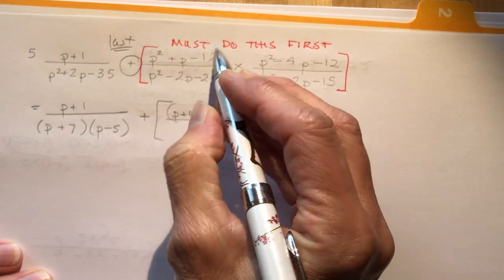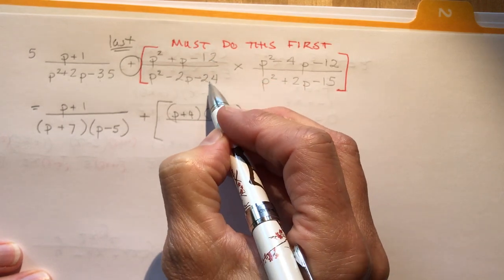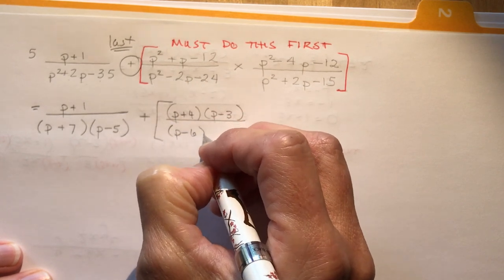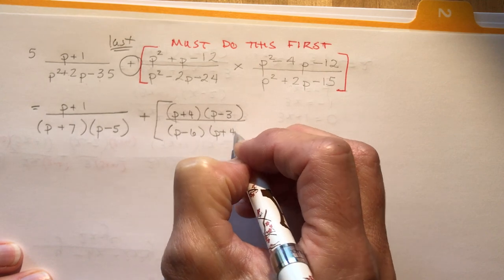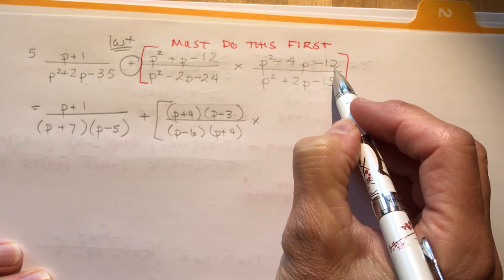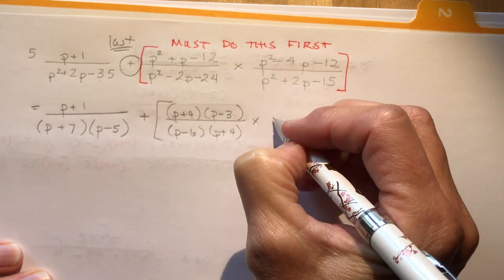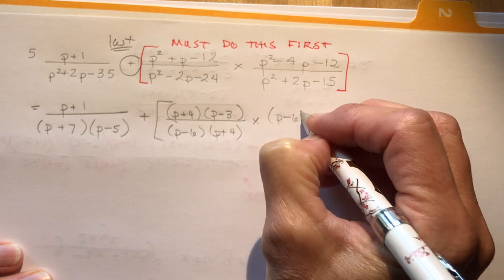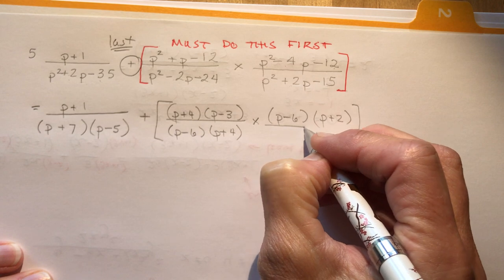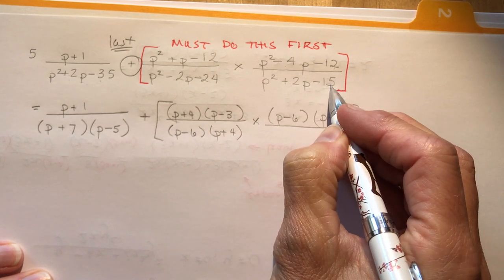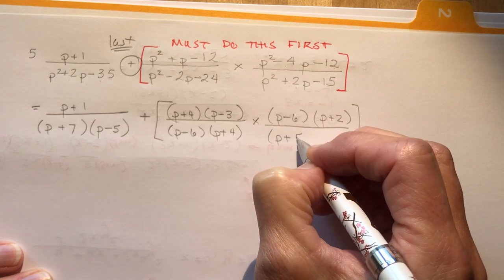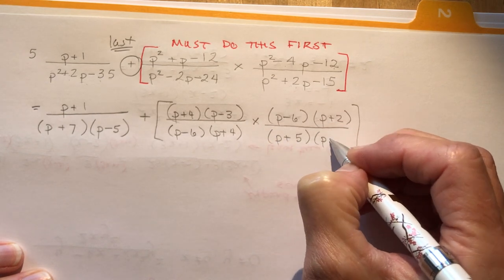So like I said, you have to get really good at doing these factors. Multiplies to negative 24, adds to negative 2, that would be minus 6 and plus 4. And multiplication here, multiplies to negative 12, adds to negative 4, so that would be P minus 6 and P plus 2. And finally in the denominator, multiplies to negative 15, adds to plus 2, that's going to be P plus 5 times P minus 3.